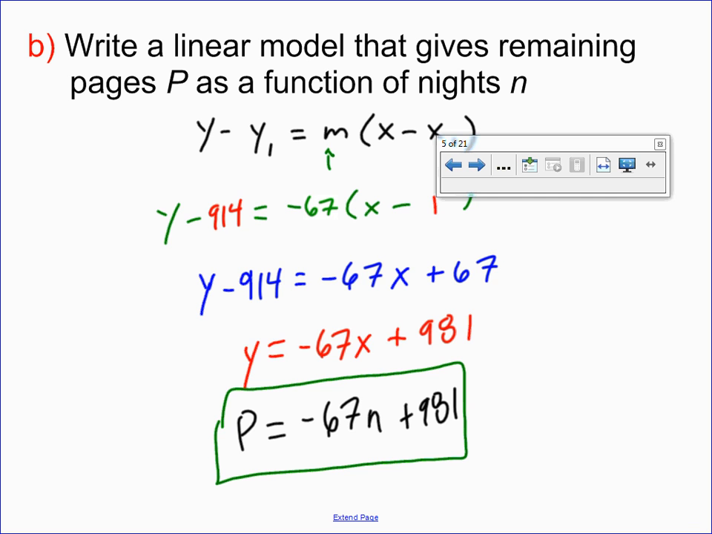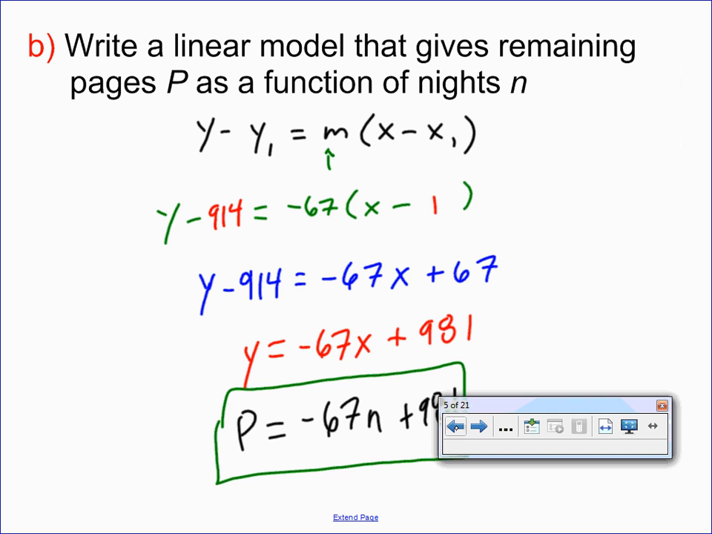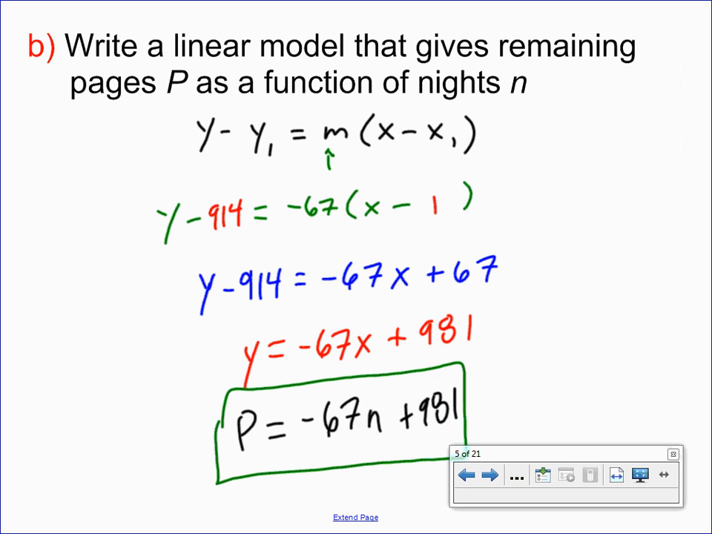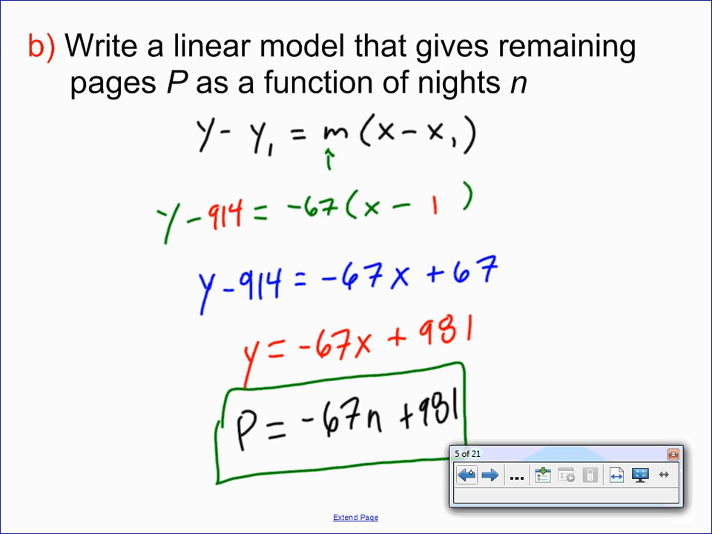Now we're all ready to interpret the y-intercept in context, right? So we'll go ahead and interpret the y-intercept in the context. It looks like my y-intercept was 981. We can see that when 0 nights n are spent reading, the number of pages p is 981. So what does that mean? Well, in the context of my problem, if 0 nights are spent reading, there's 981 pages remaining. That must be the number of pages in the book before you start reading.